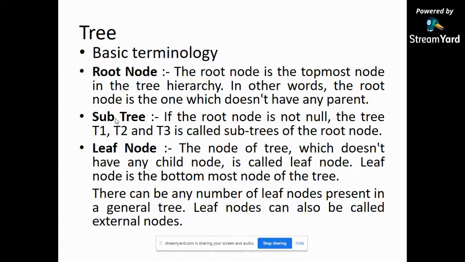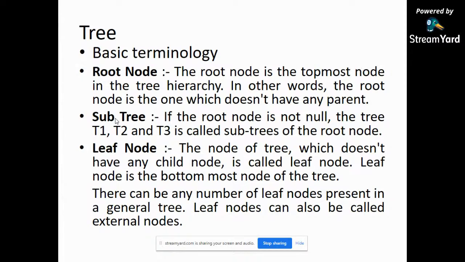Now the basic terminologies of tree. So first is the root node. Root node is the topmost node in the tree hierarchy. In other words, the root node is the one which doesn't have any parent. So the first node of the tree will be the root node, and the root node will be the topmost node in the tree hierarchy.